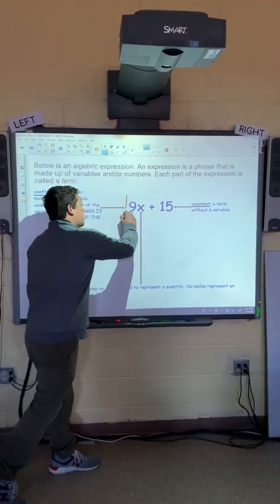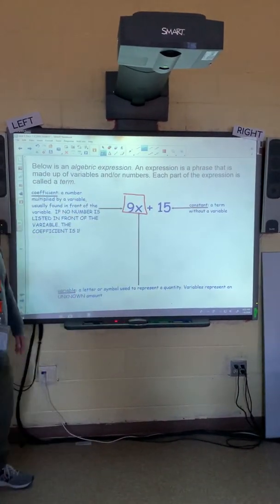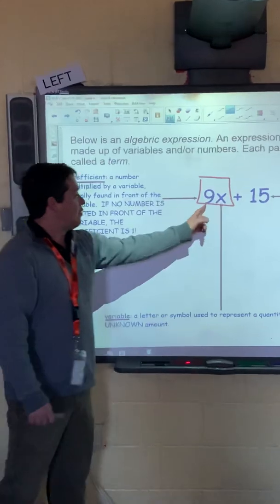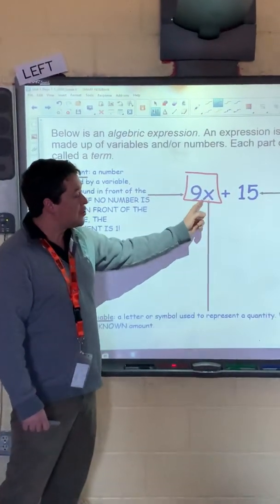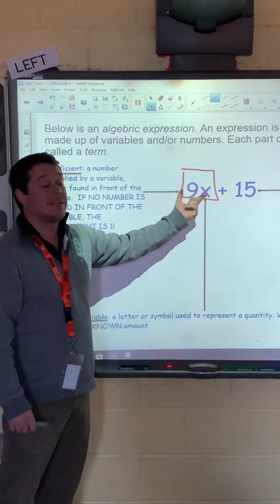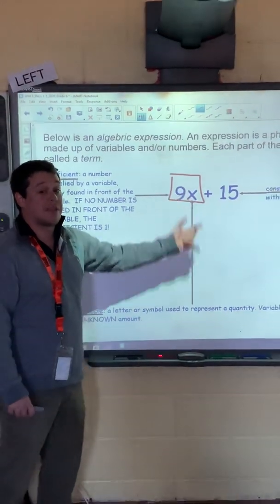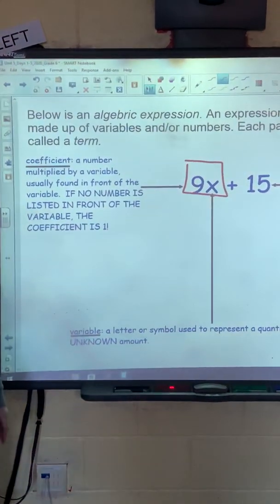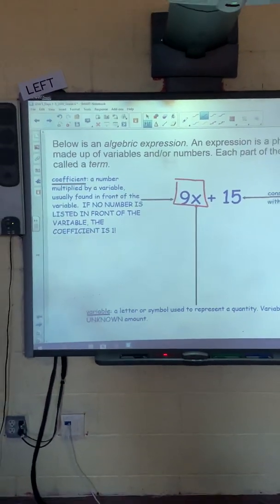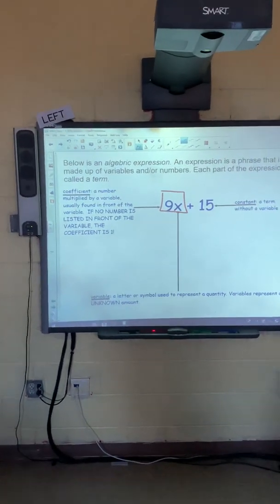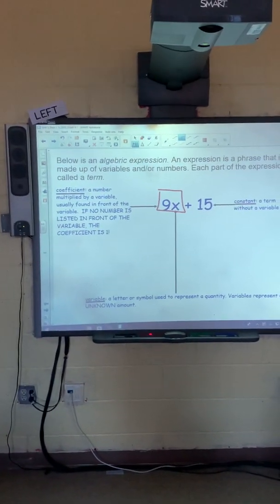Now, a number that's attached to a variable is the coefficient. This 9 is the coefficient of x. This is really like saying 9 times x or 9 different x's. A co-pilot is someone that flies with the pilot. A coefficient is with the variable. It's always directly attached to the variable.